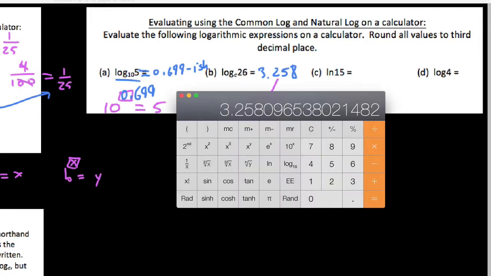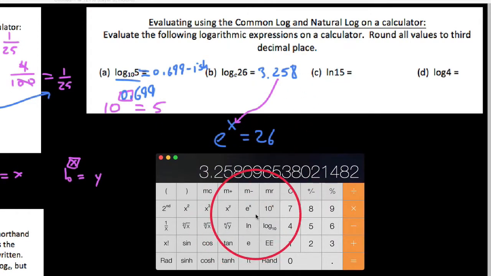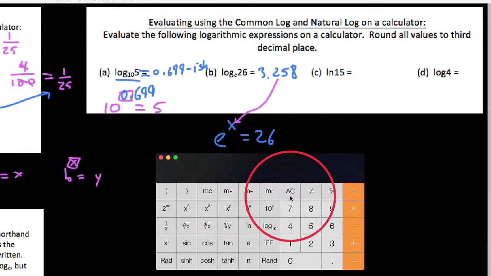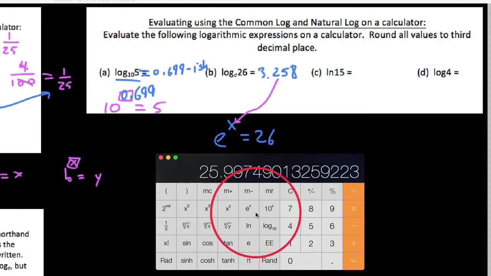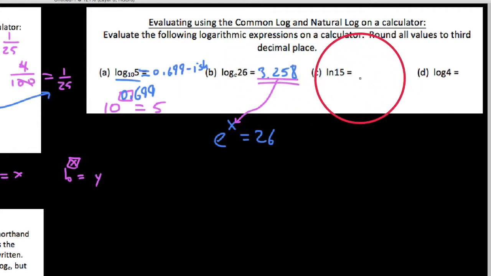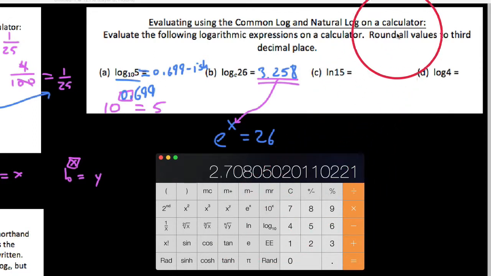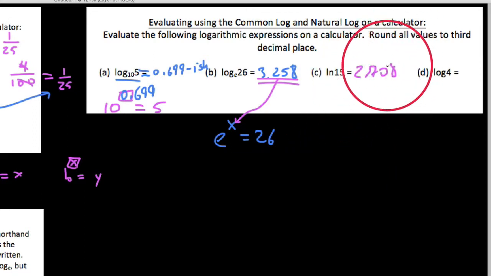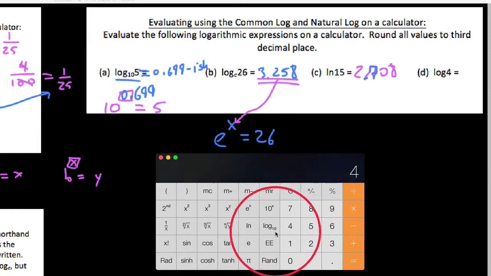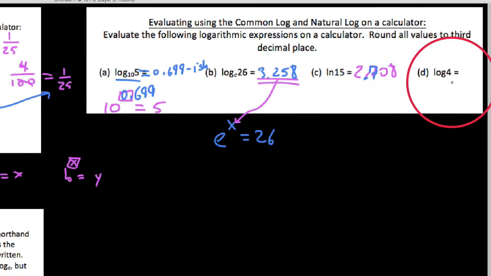And again, I want to check this here. If I took e to the power of 3.258, look, you almost get 26. And the reason why is because I rounded. So these last two really quickly here, let's just toss these in. We say ln of 15, we say 15 ln key, 2.708, that's a 7, that's a decimal. And then this log 4, you notice that there's no base listed, so we assume that it's log base 10. So 0.602, 0.602-ish.